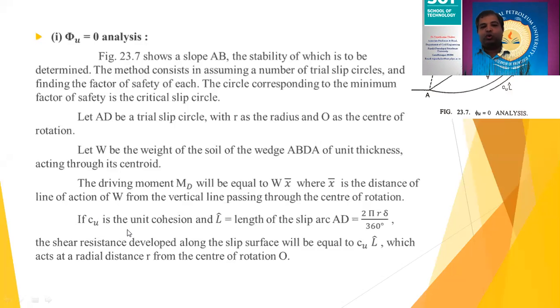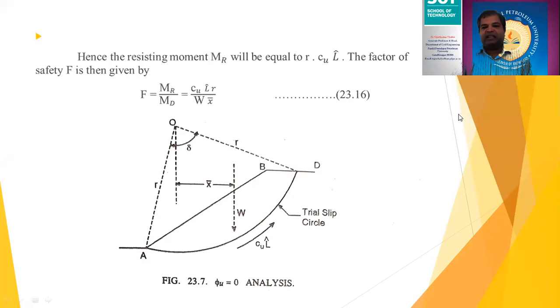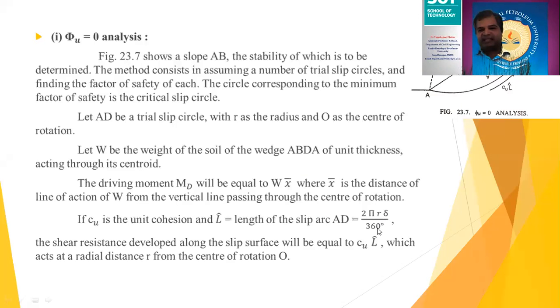If cu is the unit cohesion, and L arc is the length of the trial slip circle AD, this is the L arc, the length of the slip circle. Now, L arc is nothing but 2 pi r into delta, where you can see the angle is delta. I want this arc, and the total circle is 2 pi r, so I will take 2 pi r delta divided by 360. So I will get the length of this particular arc.